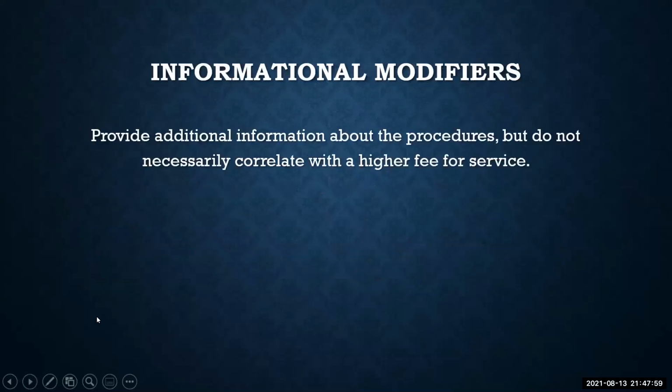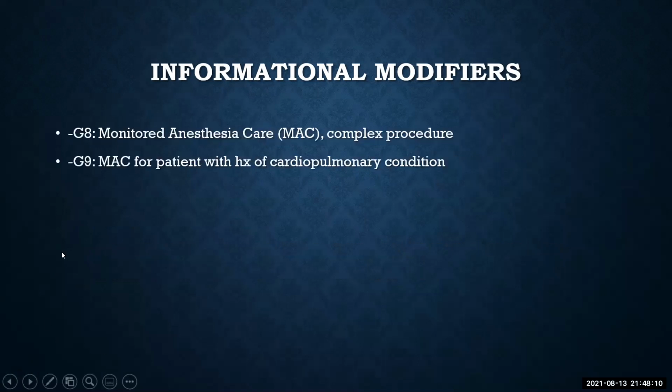Informational modifiers don't necessarily relate to a different payment, but they do give us a more complete understanding of the circumstances. So they are very important, and that is G8 and G9. G8 is monitored anesthesia care for a complex procedure, and G9 is for a patient with a history of cardiopulmonary condition or disease. These give us a more complete understanding of what's going on with that patient when they go into surgery. It helps us understand, hey, this is a very complicated procedure.